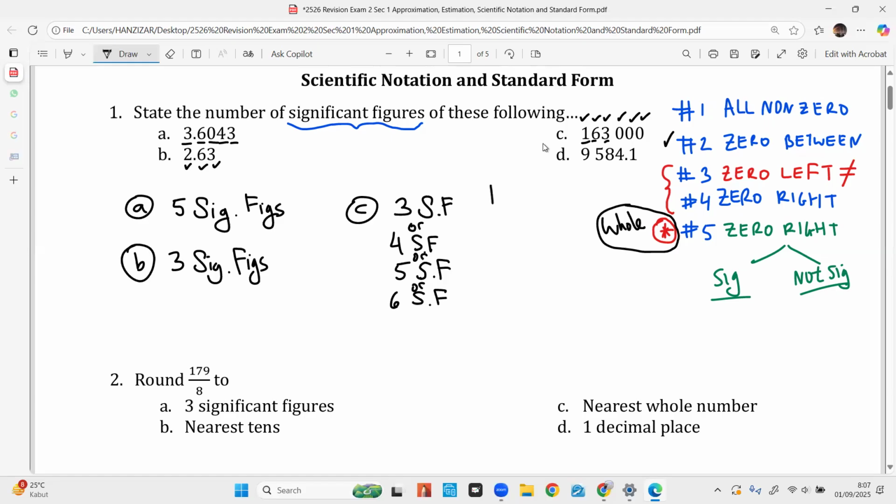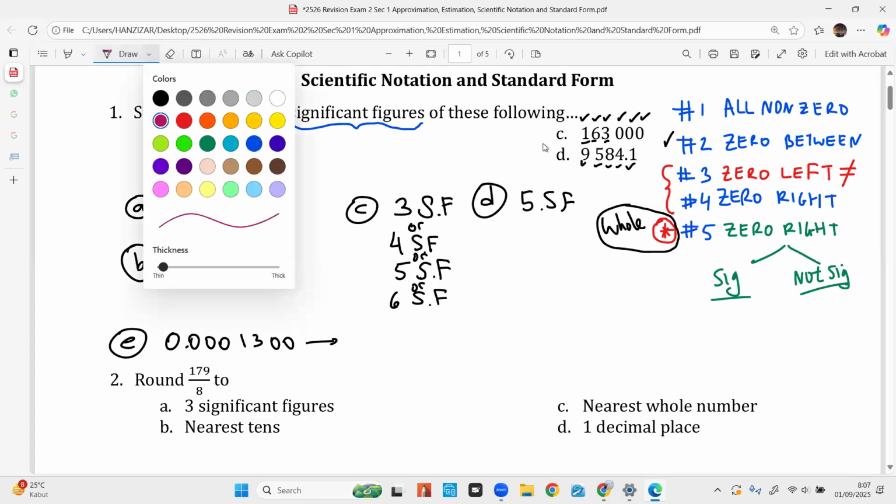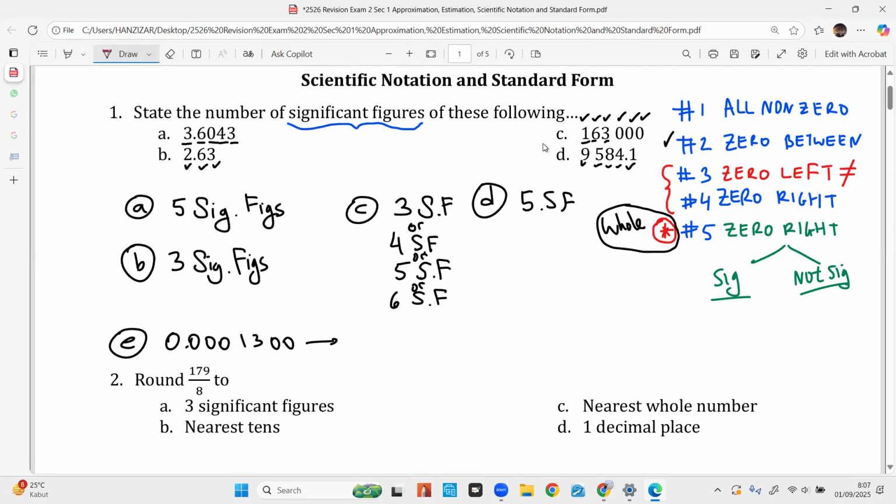Next, question D. Very easy. 1, 2, 3, 4, 5 significant figures. I will give you an extra number. Let's see. 0.000130. Okay, so how many significant figures is this? Because this is not complete yet for question A until D. I need to add more.